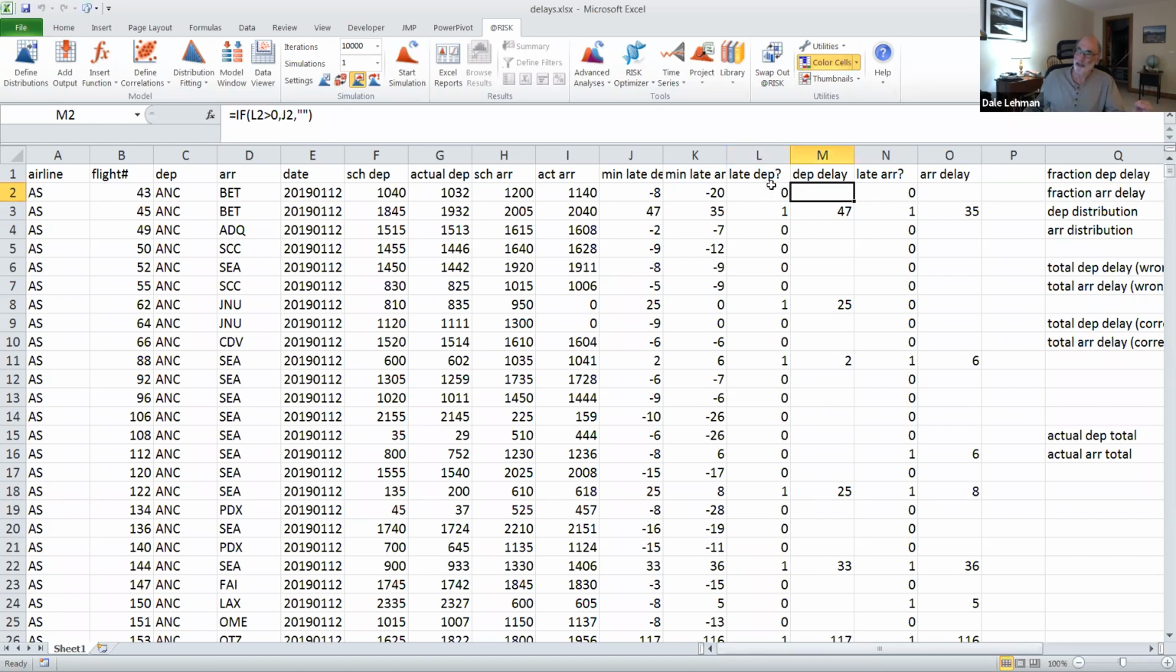So column L is telling us whether the departure is late or not. Column M is only showing when it's late, how late is it? And the same thing for arrival. If the arrival late time is positive, then make it a 1, otherwise a 0. And then if it is late, how late is it? That's what's shown as the number in column O.